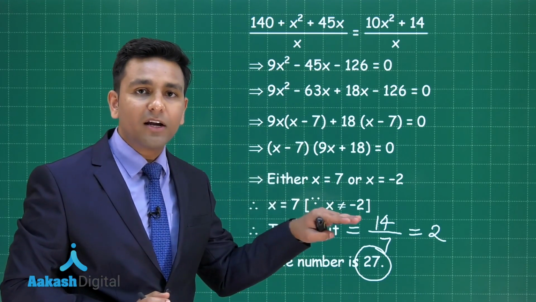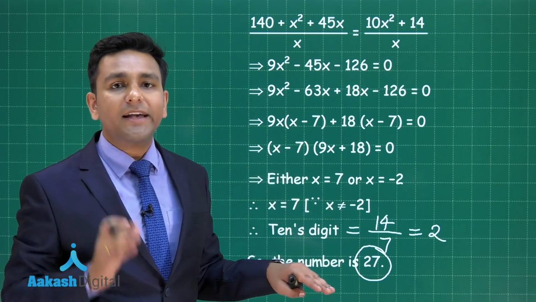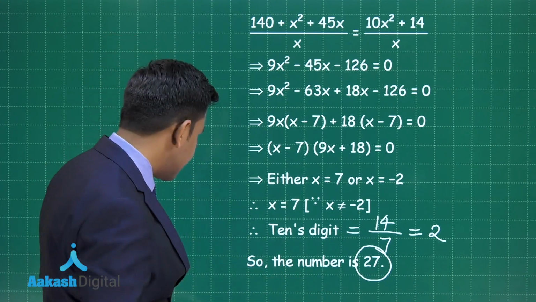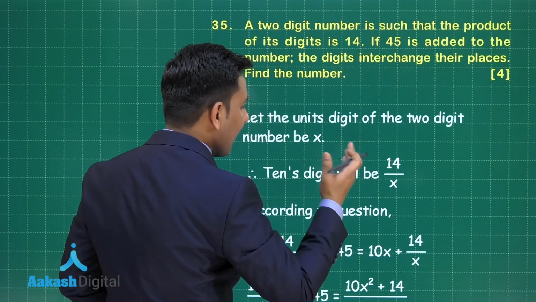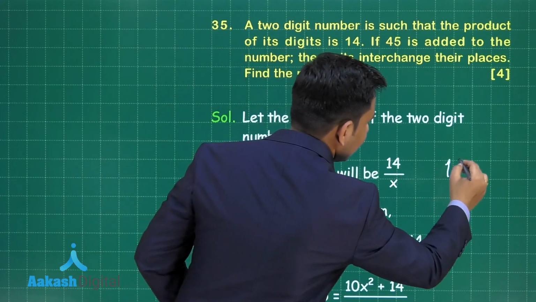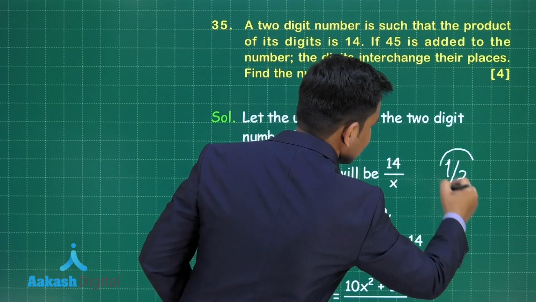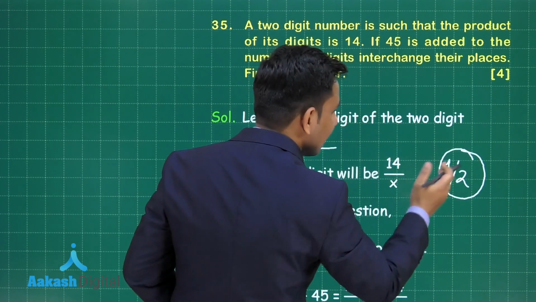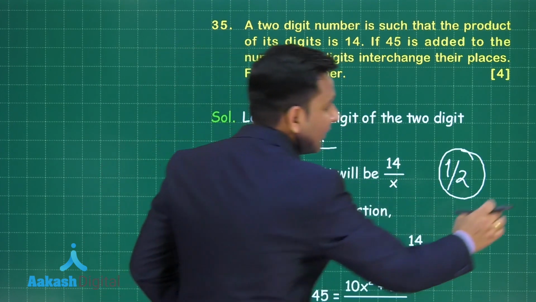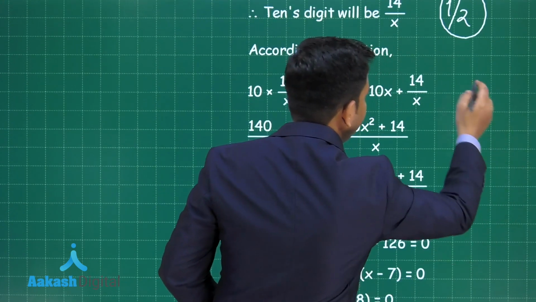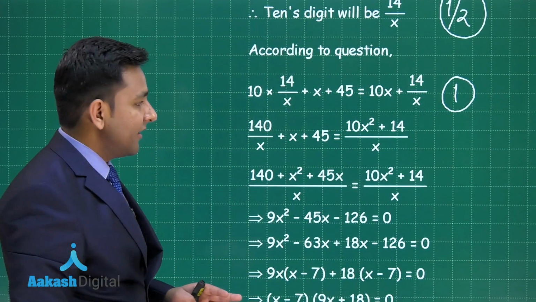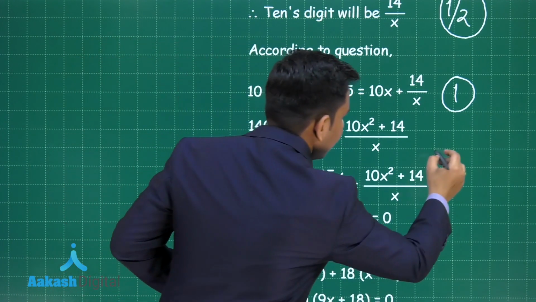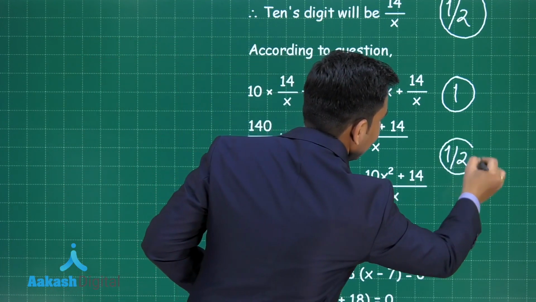This is a 4 marker question. Now let's talk about the expected marking scheme of this question. I'm starting with the very first step. When we have written the tens digit of the number as 14 divided by x on the basis of our assumption, this step will give you half a mark. 1 mark is given when we have represented the given condition mathematically. Half mark is given for this calculation part.